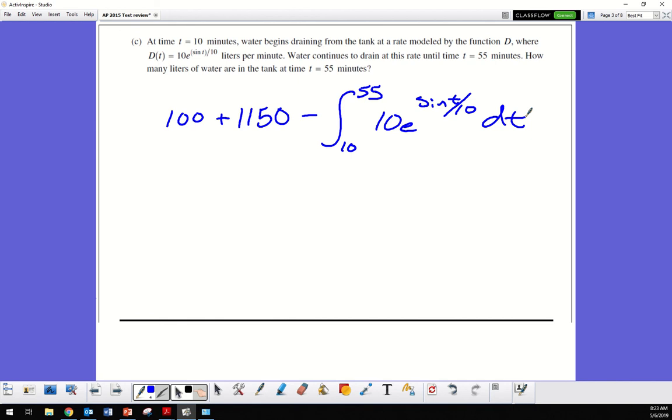Since this is a question 1, we're allowed to use a calculator, right? So this is the point where you should bust out that calculator and be like, hey, I don't want to do this by hand.